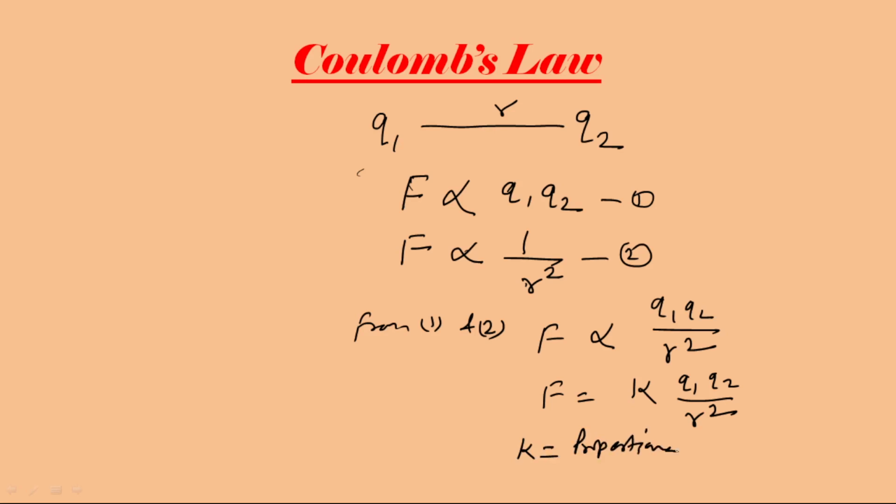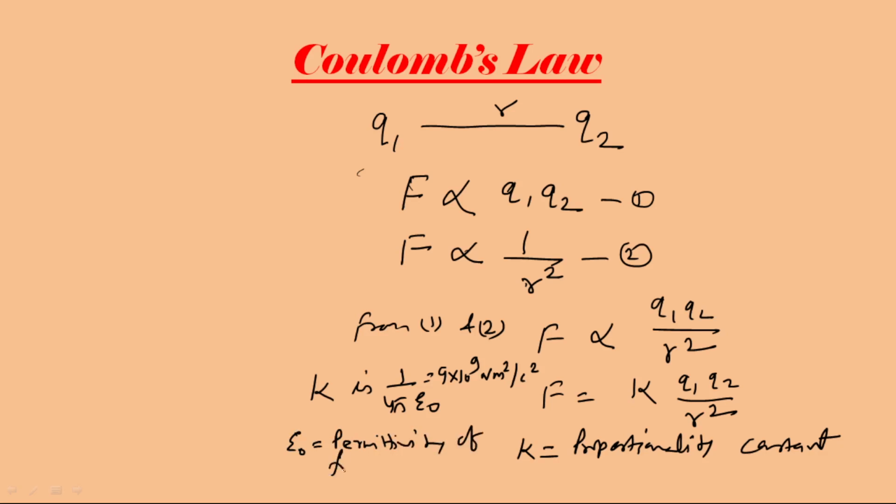Proportionality constant, and its value is 1 by 4 pi epsilon 0. The value of K is 1 by 4 pi epsilon 0, which is equal to 9 into 10 to the power 9 Newton meter square per Coulomb square. Whereas epsilon 0 is called permittivity of free space.